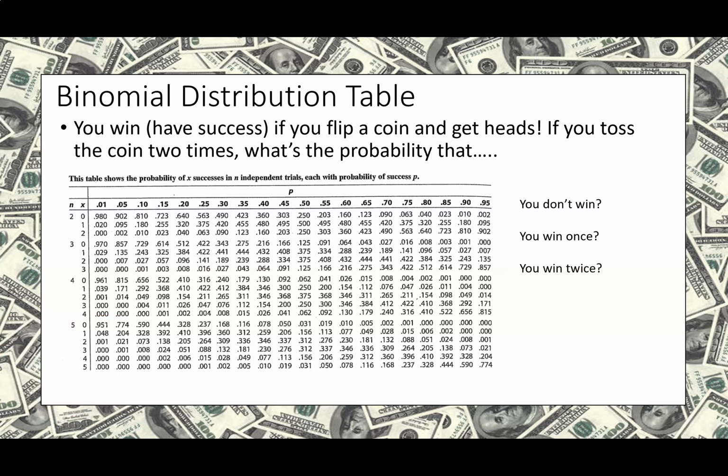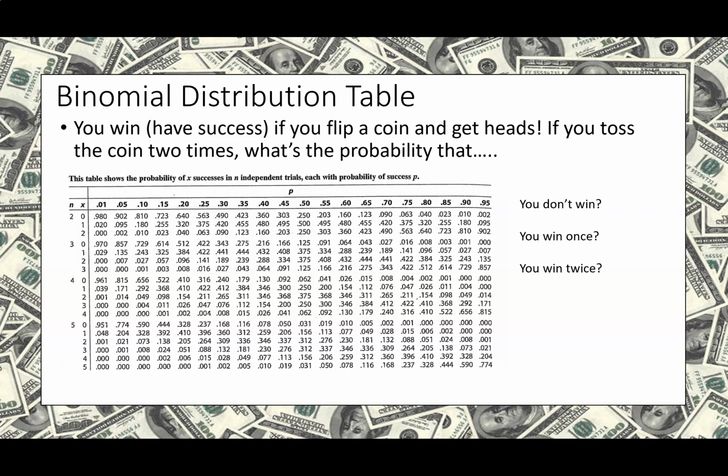All right, so what we're looking at here is a binomial distribution table. Binomial means either a win or a loss, yes or no. So everything we're dealing with here will be either a win or a loss kind of situation, where something either happens or it doesn't happen. Now, here's our situation. It's almost like we're playing a gambling game.